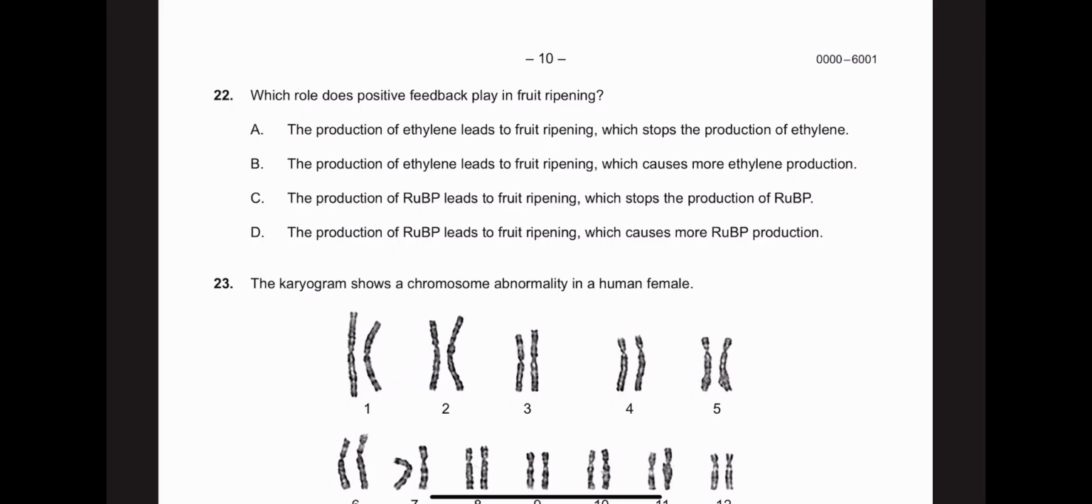What role does positive feedback play in fruit ripening? Okay, the production of ethylene leads to fruit ripening, which stops the production of ethylene. Okay, interesting. Production of ethylene leads to fruit ripening, which causes more ethylene production. Well, this is true. It is the production of ethylene that leads to more ethylene production. Let's just look at the other ones. Production of ribulose bisphosphate. Yeah, these are just not true. It's to do with ethylene, we know, so we could have narrowed down to these two. But yeah, it actually causes it to produce more ethylene during fruit ripening instead of stopping the production.